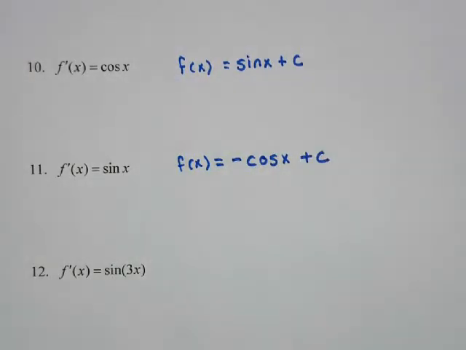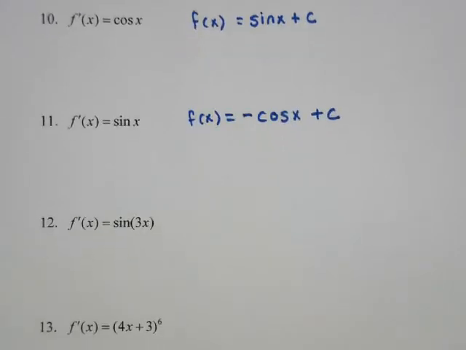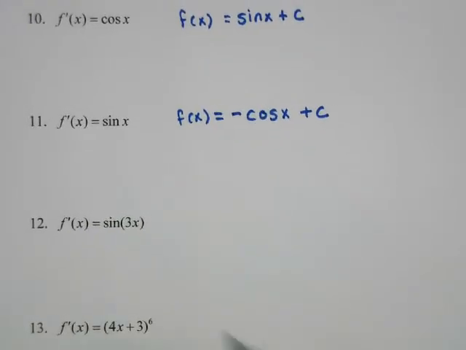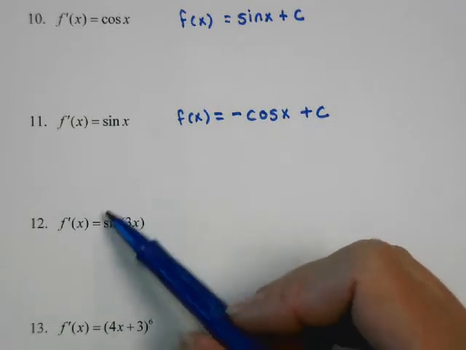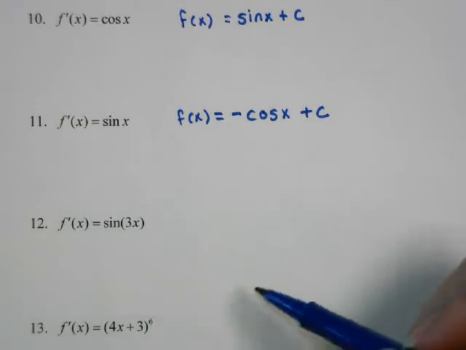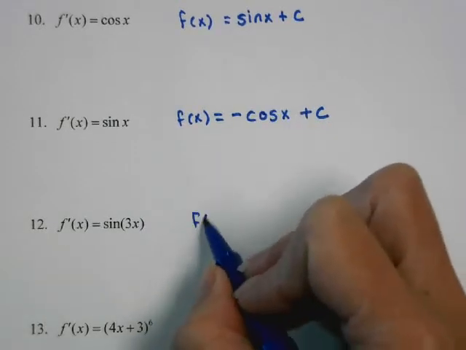We can use that here. This one we have to think of undoing the chain rule, because if I were to take this derivative, we'd have cosine 3x times 3. So we're undoing that.